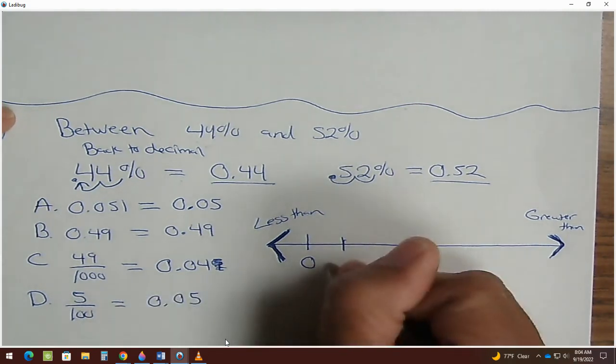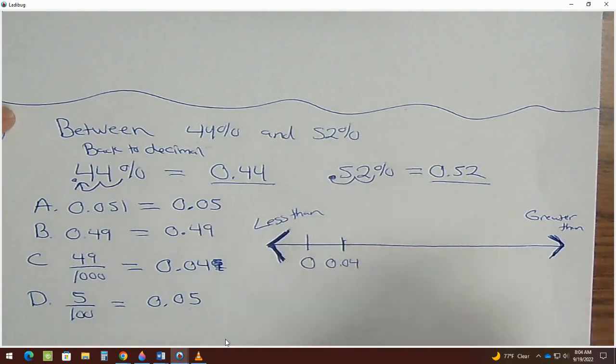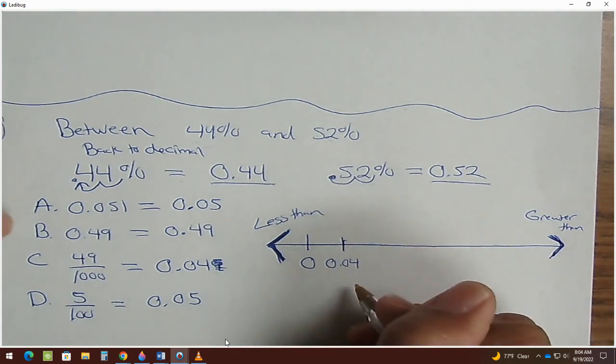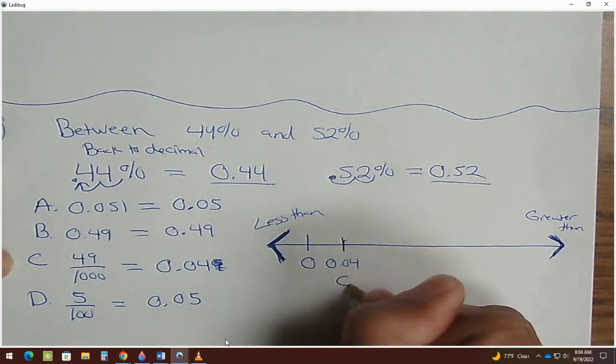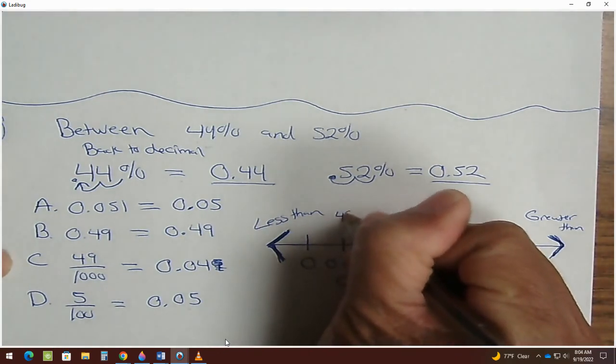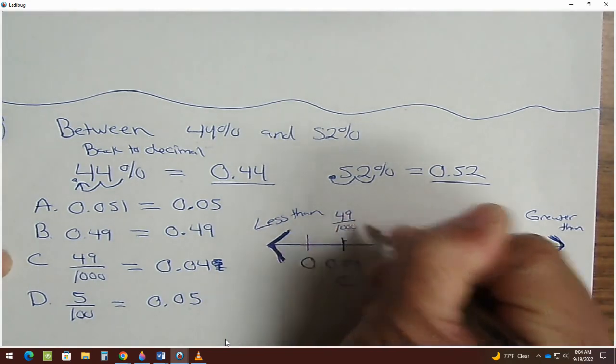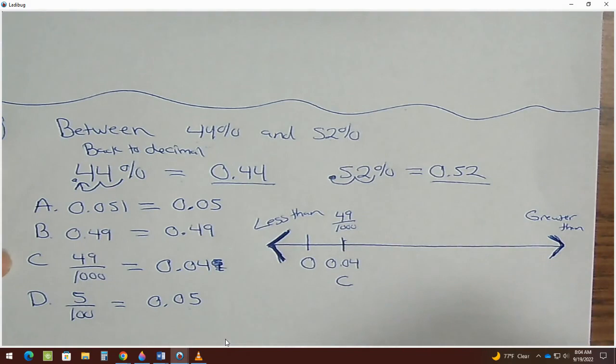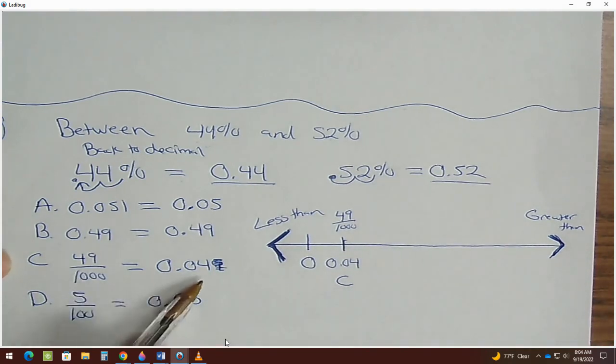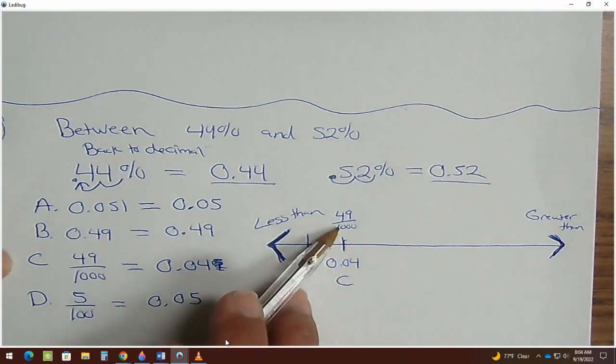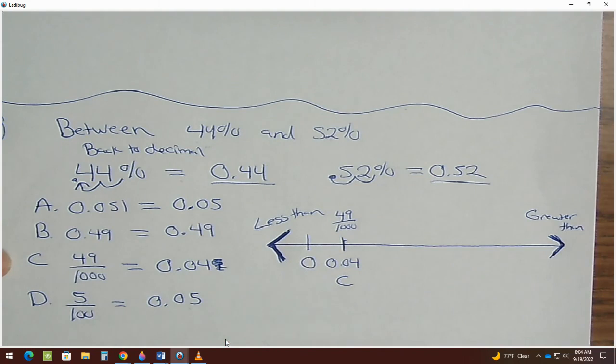0.04, right? So I'm gonna put 0.04. That would be letter C. And on the top, I'm going to put the original, 49 thousandths. A and B is the same. No, 0.04, right? That would be letter C, and that's the original. Yes or no? Yes. Good.